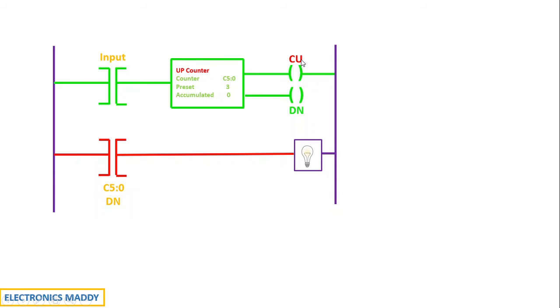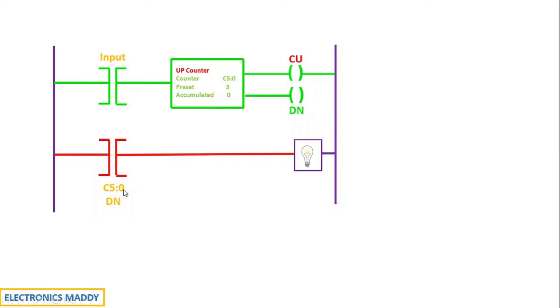So the enable bit just follows the input. If the input is high, the enable bit will be high. If the input is low, the count enable bit will be low. Whereas the done bit will keep on counting the values, and once the accumulated value is equal to the preset value, then the done bit will go high.